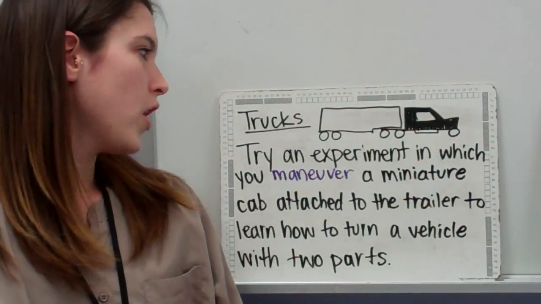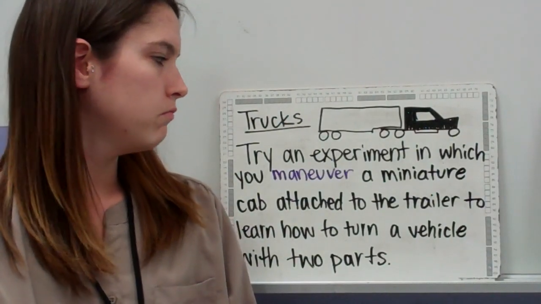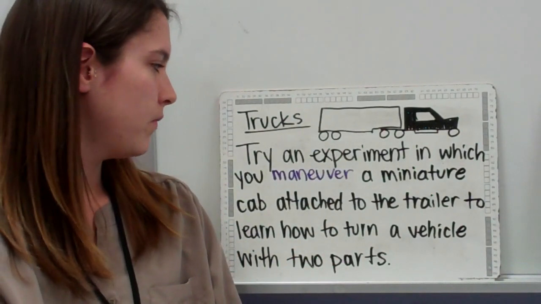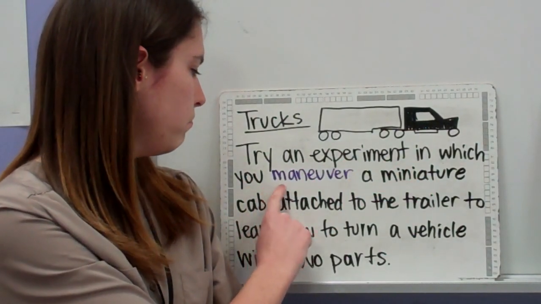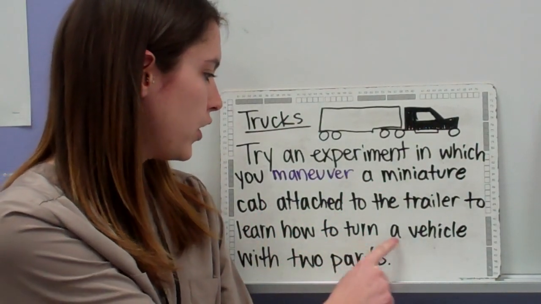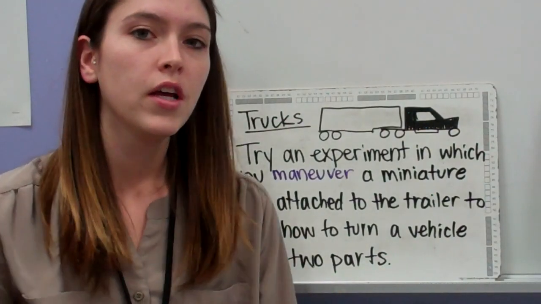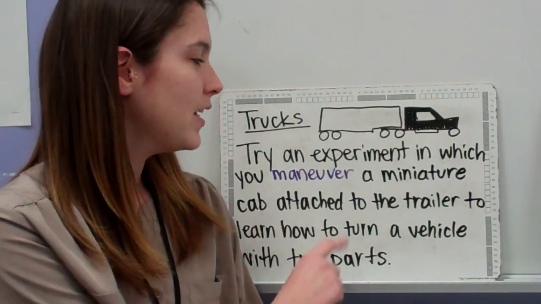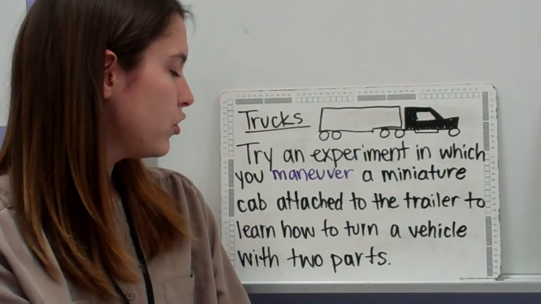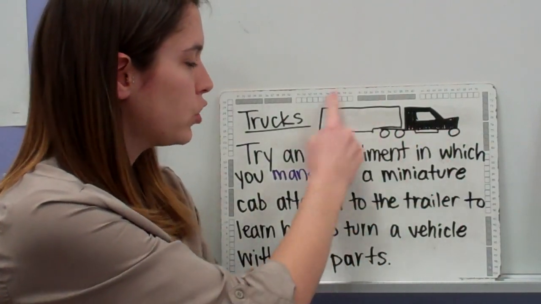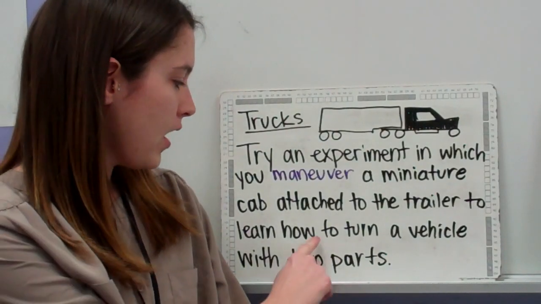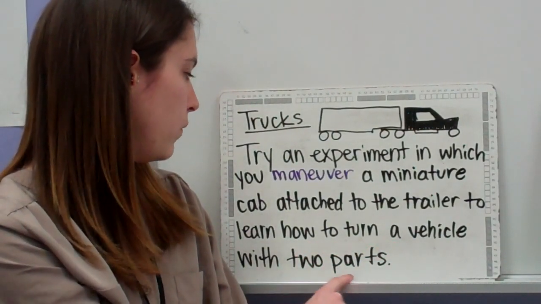Trucks. Try an experiment in which you maneuver. I'm not sure what that word means, so I'm going to skip it for now and come back to it in a minute. Try an experiment in which you blank a miniature cab attached to the trailer to learn how to turn a vehicle with two parts. The clues that we already know is that these sentences are about trucks. They also give us a picture of two things that are attached, a cab and a trailer. And we're using those two things to figure out something about how to turn a vehicle with two parts.